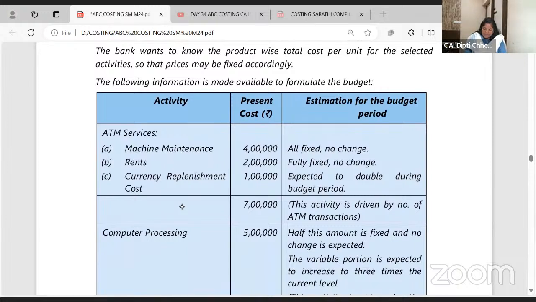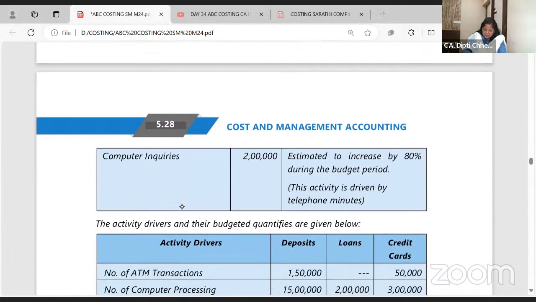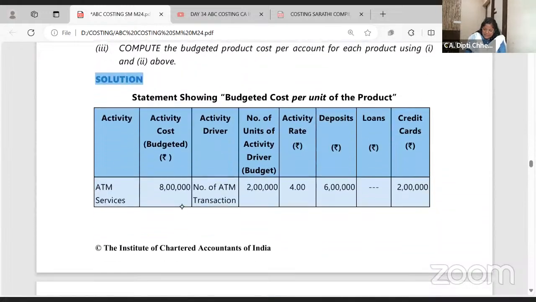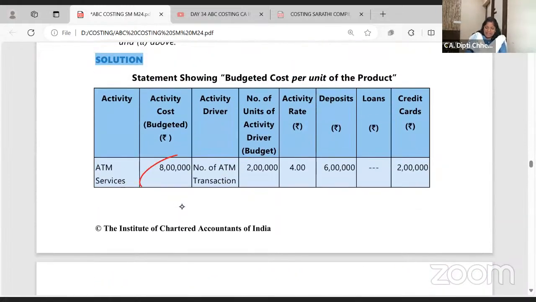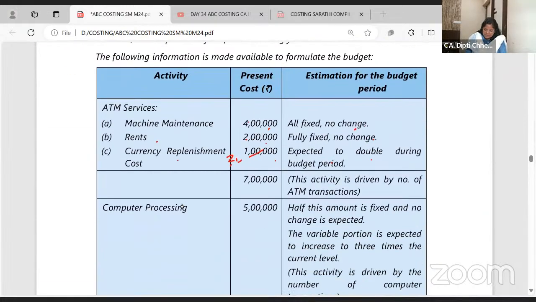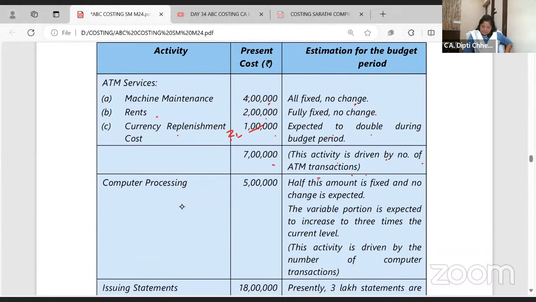Right now, ATM service is having 4 lakh fixed, 2 lakh rent fixed, some replenishment cost is 1 lakh, expected to double. So this is also going to be 2 lakh. So 4, 6, 8. ATM cost is going to be how much, dear students? 8 lakhs. In the new case, how much will the ATM cost be? 8 lakh. This is the budgeted. This activity is driven by number of ATM transactions. So ATM activity is not going to be 7 lakhs. It's going to be 8 lakhs. And number of ATM transactions.